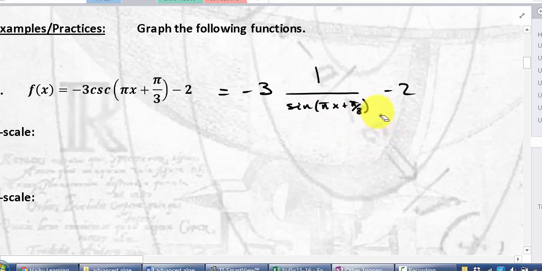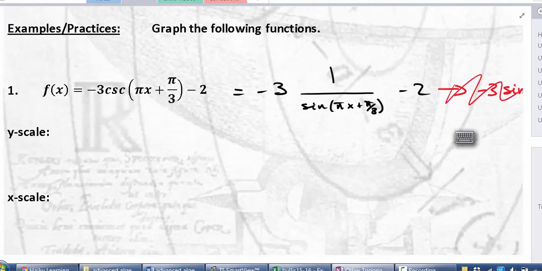So the whole idea is to simply graph this function. If I give you this function, what you want to do is graph this one right here, -3 sine of pi x plus pi over 3, minus 2. Let's graph this one, and then from there we'll quickly do the cosecant, and at the end, of course, we can erase that.